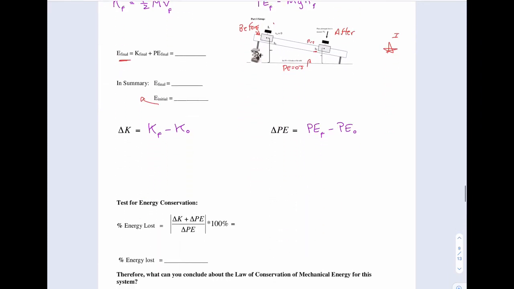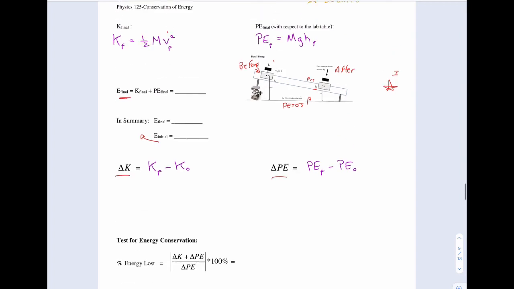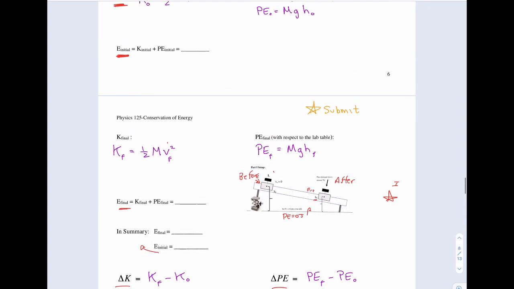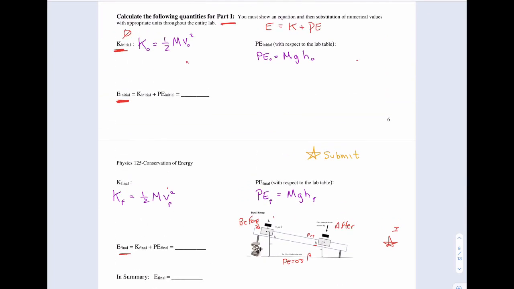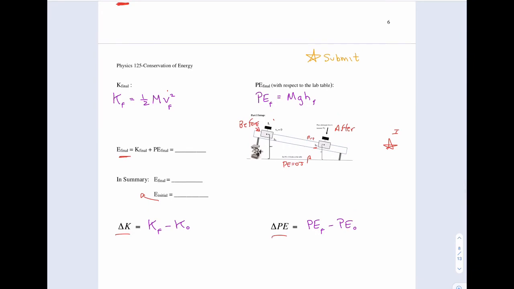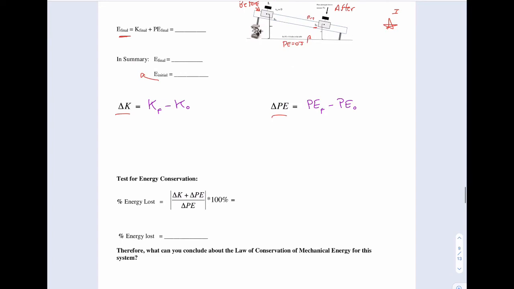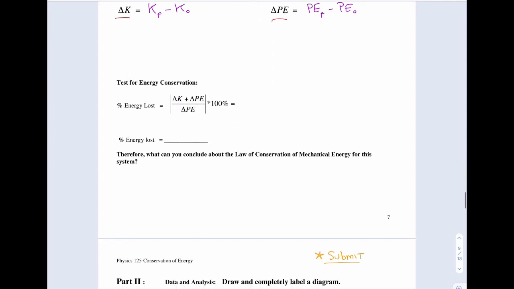And then the lab asks you to calculate your change in kinetic and your change in potential. Just be careful of your plus and minus signs. Look back up here and make sure whatever numbers you have for initial potential, final potential, final kinetic, that you watch the plus and minus signs. And then you'll calculate the percent energy loss using your values. And then you'll have a comment down here about your results.